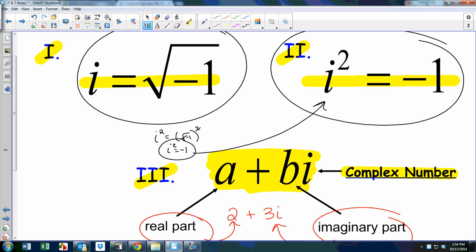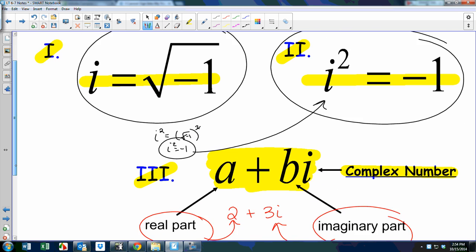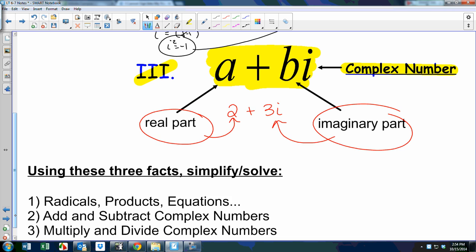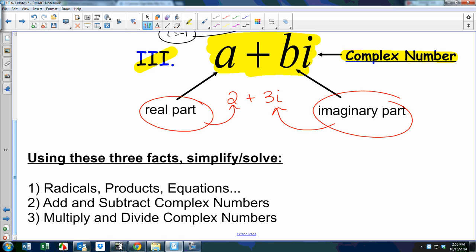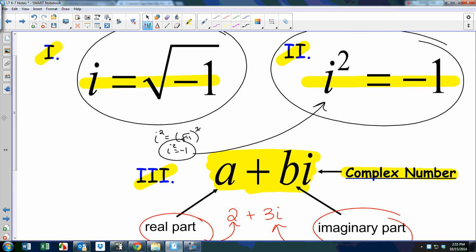All right, the theme of today, and the theme of adding and subtracting, multiplying and dividing, will be: if your gut tells you that you should do this, it's probably what you should do. Like if algebra says you distribute, if algebra says you combine like terms, you're going to do the same thing with this imaginary unit i.